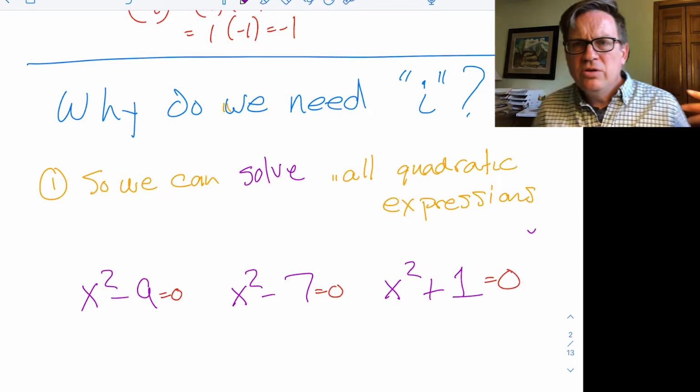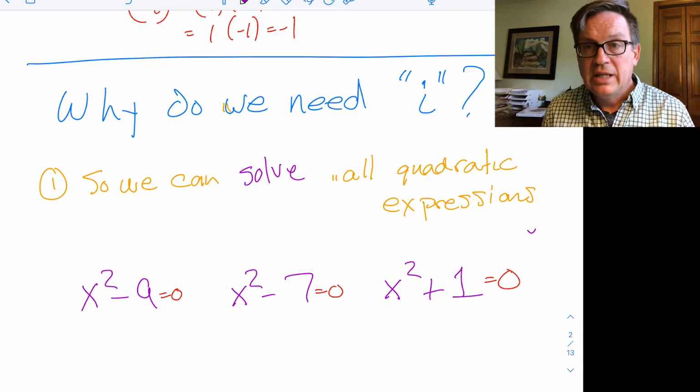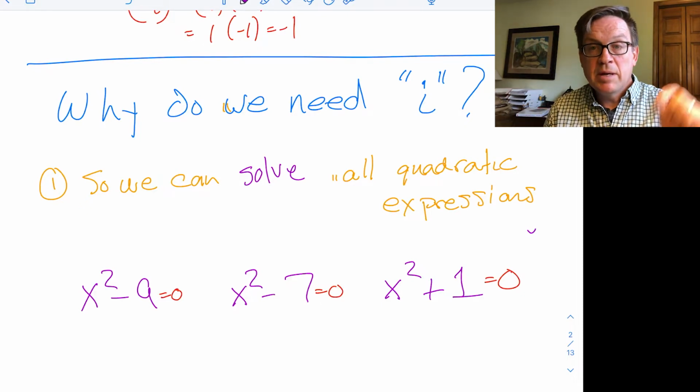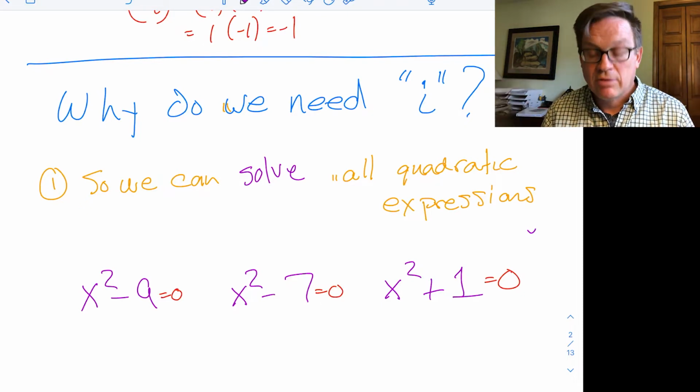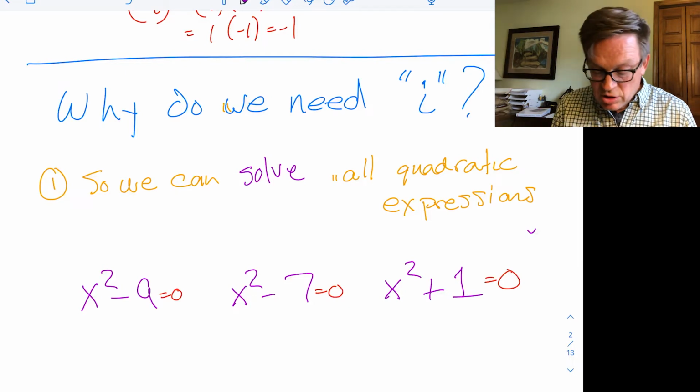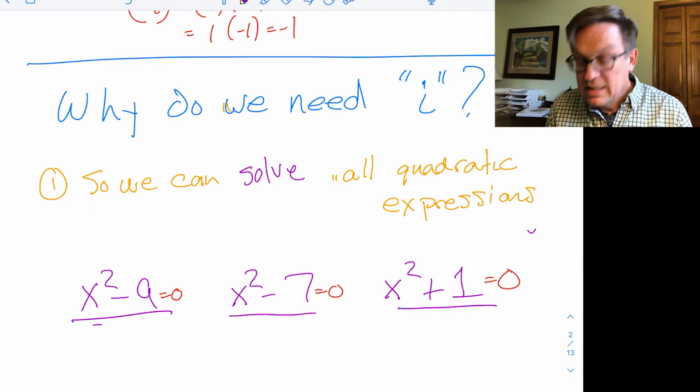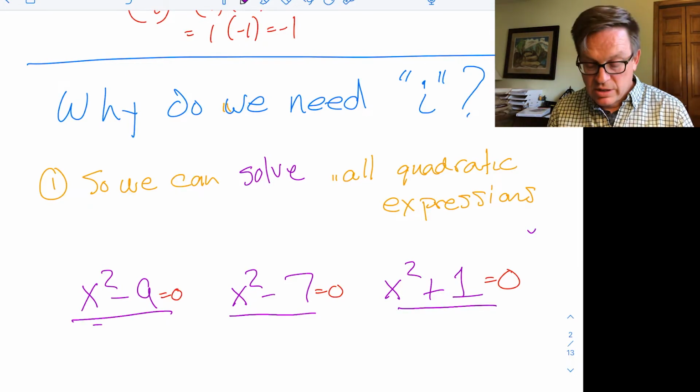So why do we care? Why do we need that? Well, several reasons, but two for today. One is mathematicians like to have solutions to every problem. So we like to be able to solve this and this and this. We like to be able to solve every one of those equations.